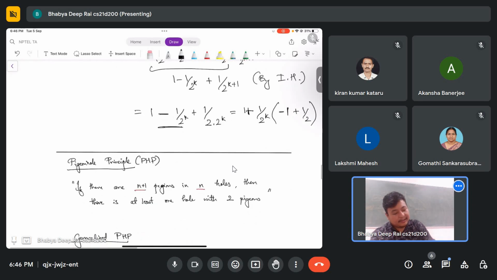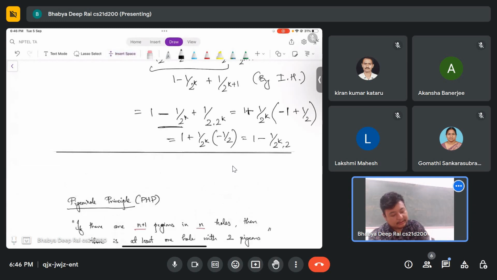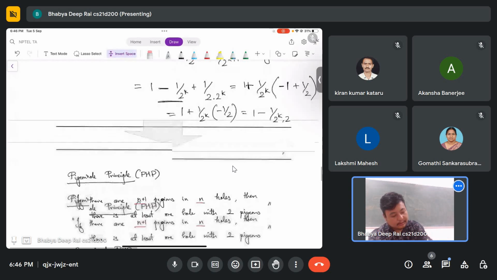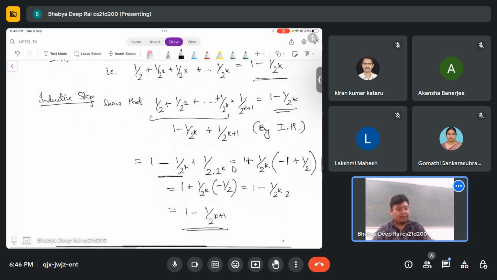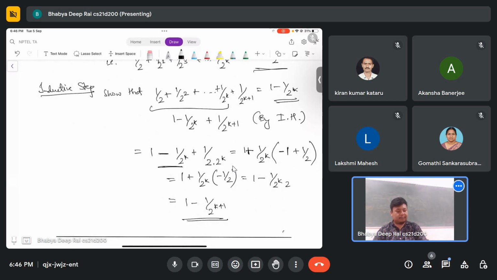Okay, which is nothing but 1 plus 1 by 2 to the k. Minus 1 plus half is minus half, which is equal to 1 minus 1 by 2 to the k times 2, which is nothing but 1 minus 1 by 2 to the k plus 1. And whatever we wanted to prove is proved.